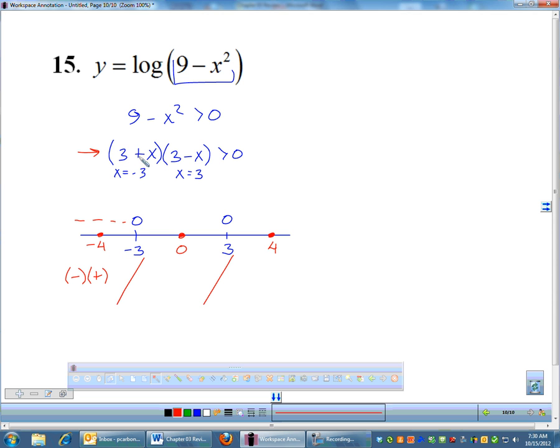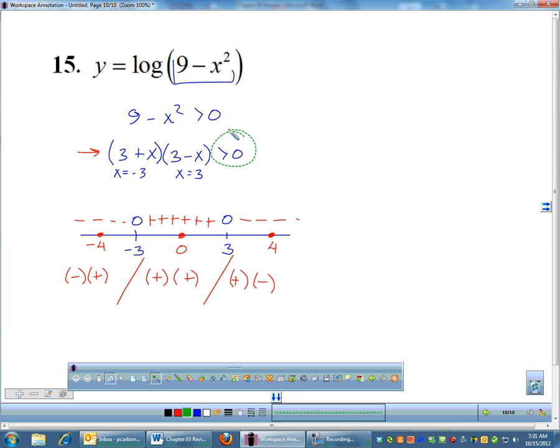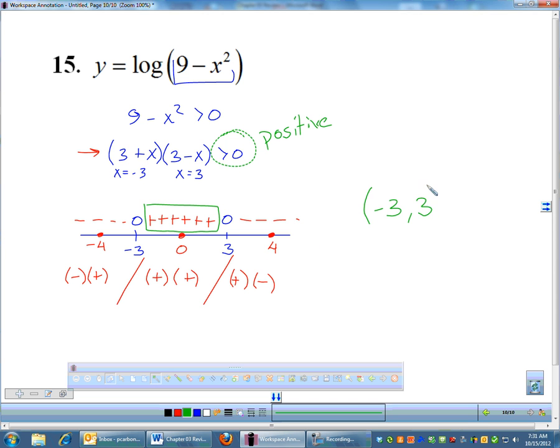I'll plug in 0. 3 plus 0, positive. 3 minus 0, positive. 2 positives give you a positive. And then if I plug in 4, 3 plus 4 is 7. That's positive. 3 minus 4 is negative 1. That's negative. A positive times a negative is negative. And then you have to remember we are looking for numbers greater than 0, and numbers greater than 0 are positive. So I'm going to choose the interval that contains my positive numbers, and that's right here between negative 3 and 3. Do not include the zeros. We only want to be bigger than 0, not equal to 0. So the domain is everywhere between negative 3 and 3. There we go.